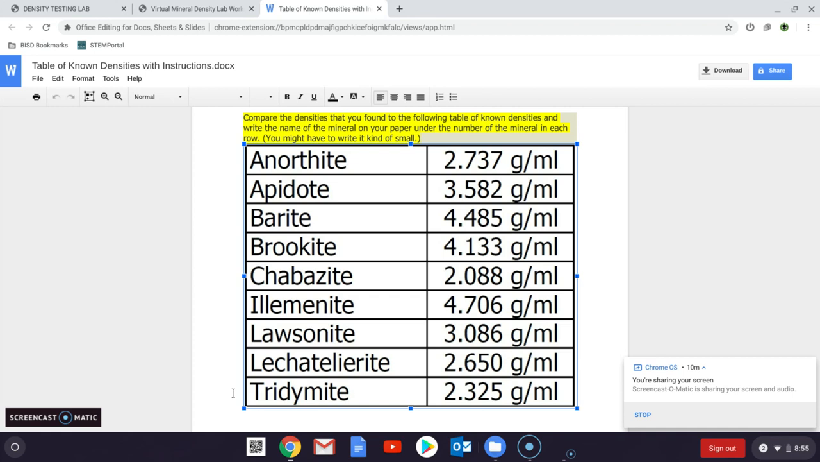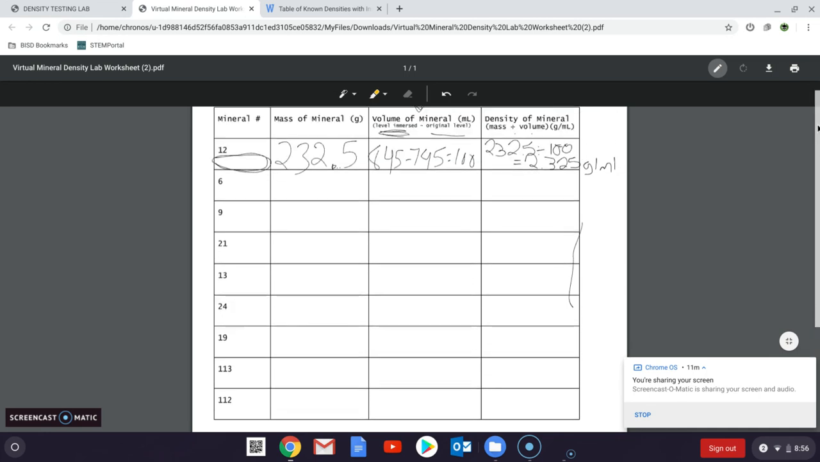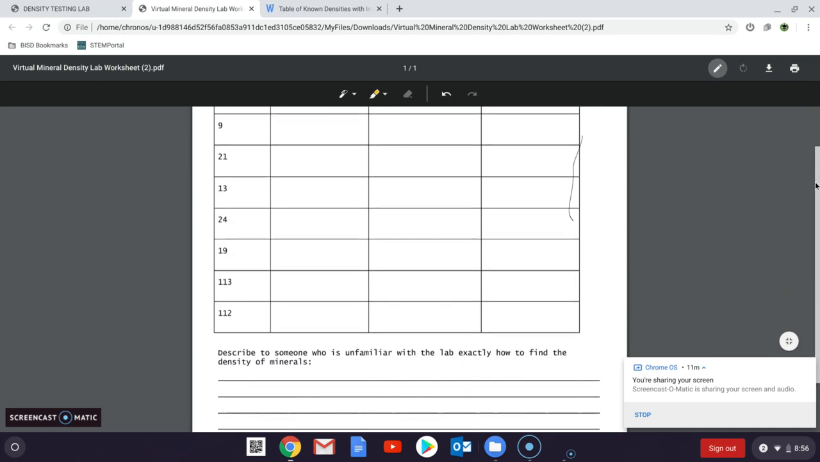Again, this paper is right in front of you. It's copied on like a gold piece of paper. So now what I would do, tridymite, so that's the mineral, that's number 12. So I would actually write that right here on my mineral paper. Okay, tridymite. At that point, you should have everything done. It shouldn't take you too terribly long to do all of this.